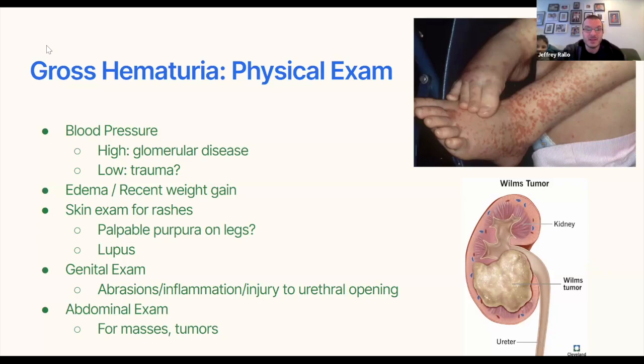Obviously, abdominal exam for any masses or tumors. It's something you don't want to miss because we will find them. Parents don't always feel the bellies. Pediatricians don't consistently feel the bellies. So in our ER we have found Wilms tumors and belly masses before just because we were the most recent one to actually do a real abdominal exam.